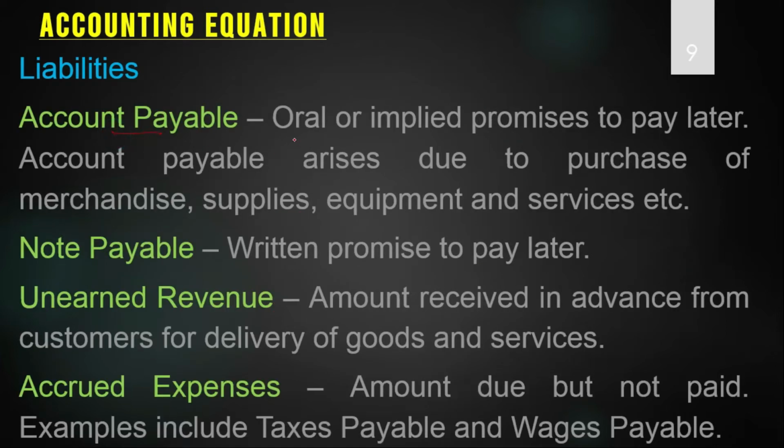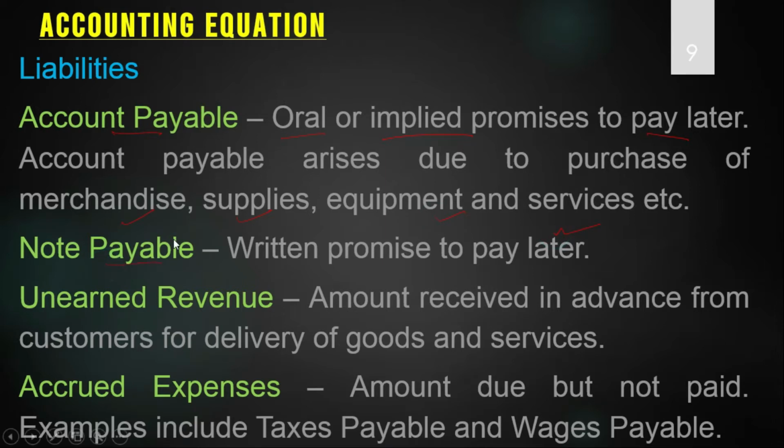Accounts payable is the oral or implied promise to pay later. So in future you are going to pay, so the unpaid amount will be your accounts payable. Why do you have to pay in future? Because you have made some purchases on credit. If you have made the purchase of supplies or equipment, or purchase of any asset on credit, in future you have to make the payment. It may include the purchase of merchandise, supplies, equipment or services.